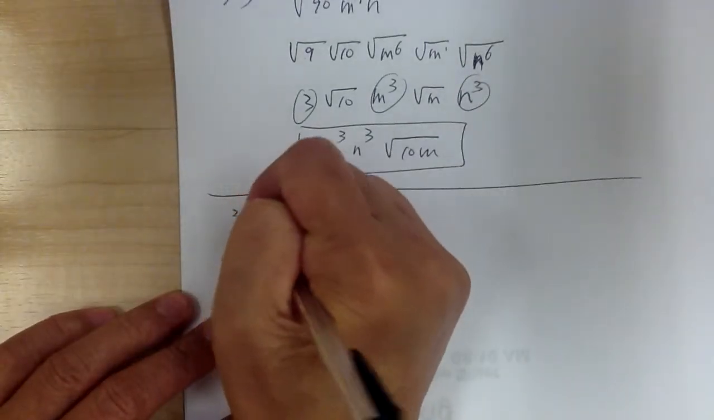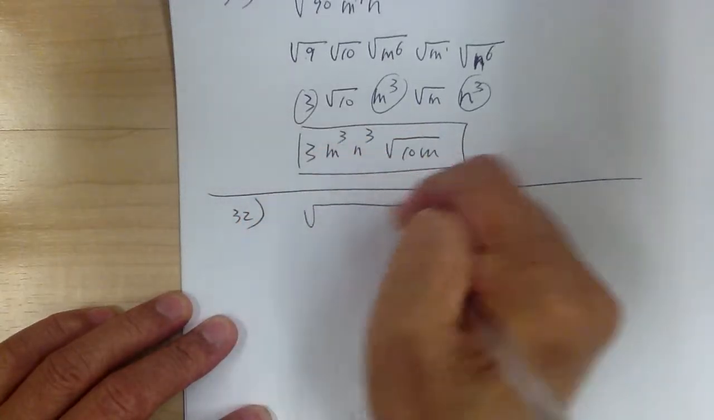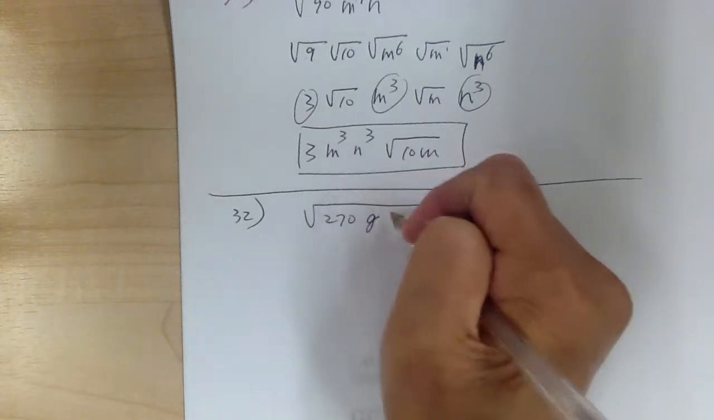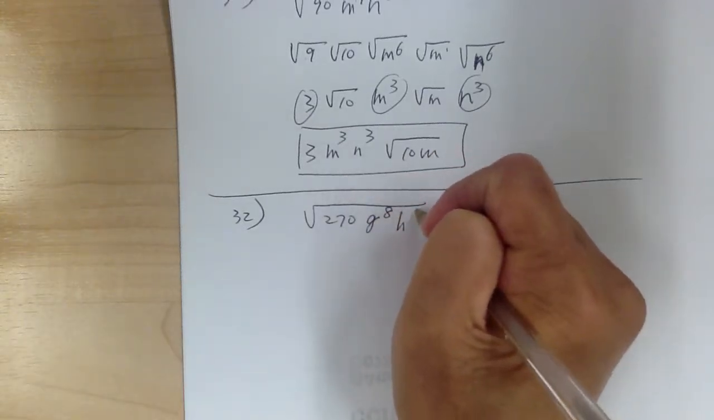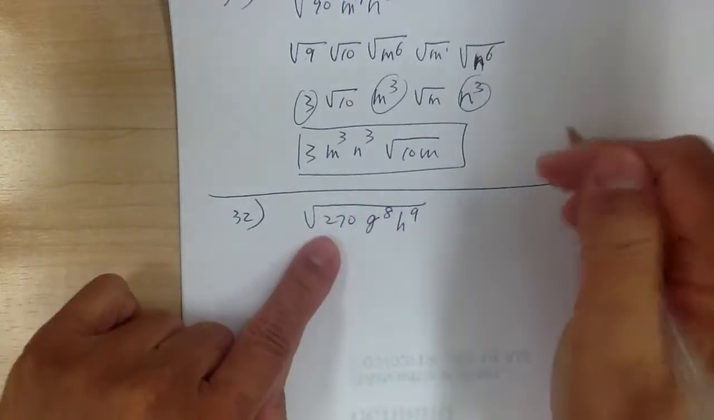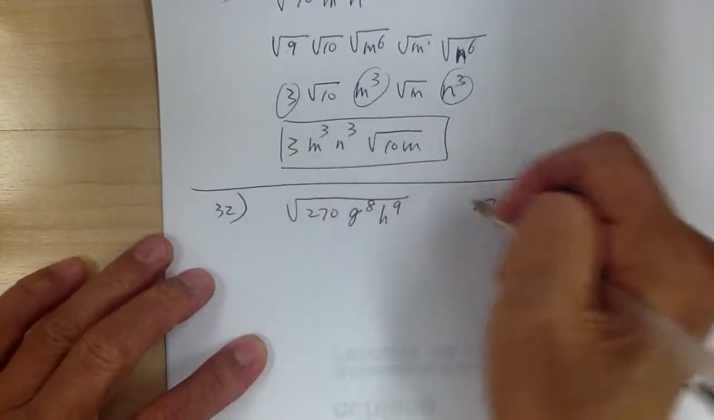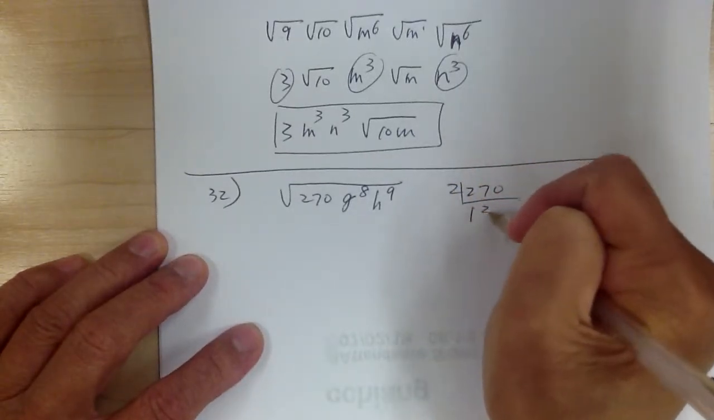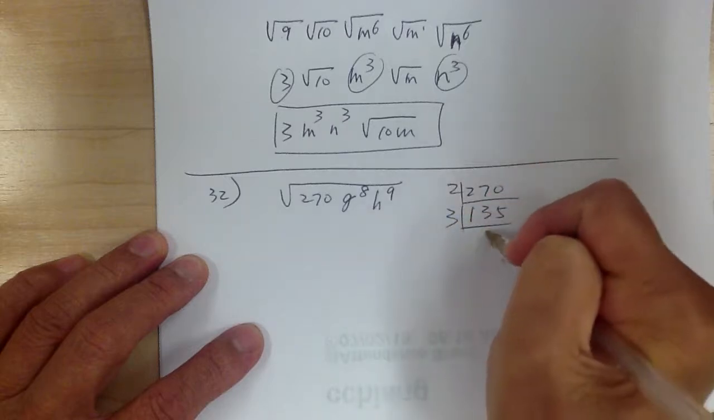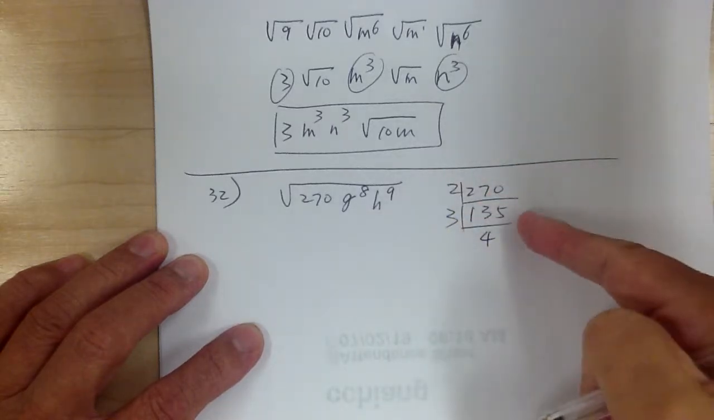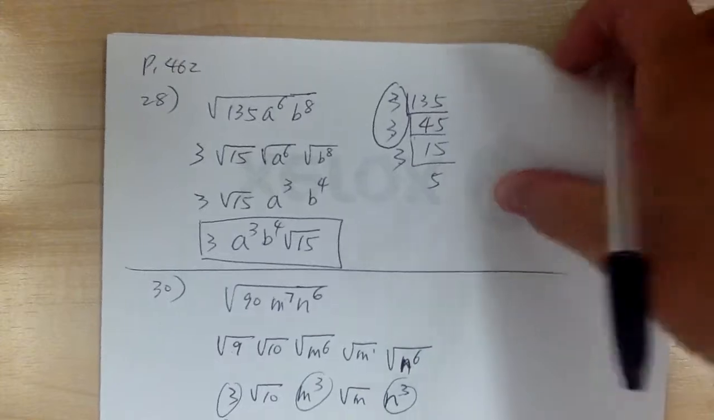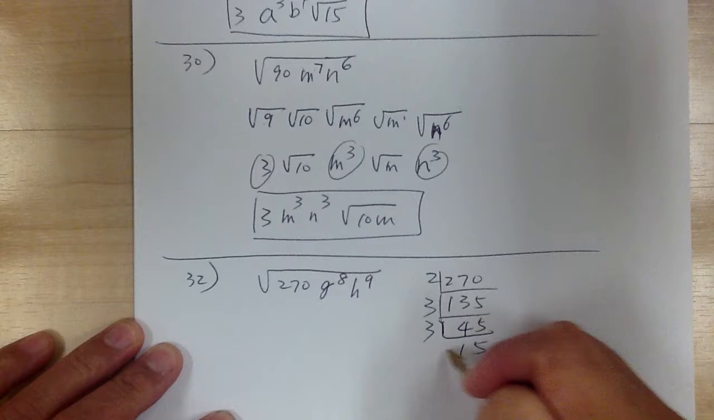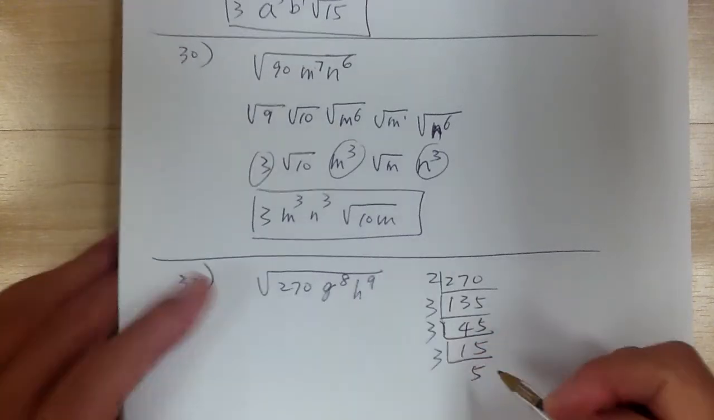Okay, let's go to number 32. You got square root of 270 g to the 8 h to the 9. Okay, so let's go to the side. When numbers get complicated, probably better off going to the side and doing this. So it'll be 2, so 135, and you do the 3. So this one you can see from here, right? Divide by 3, you get 45. Divide by 3, you get 15. Divide by 3, you get 5.